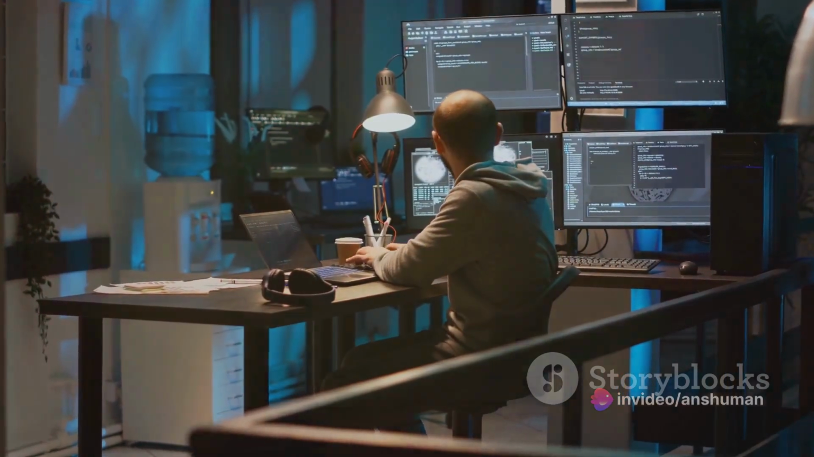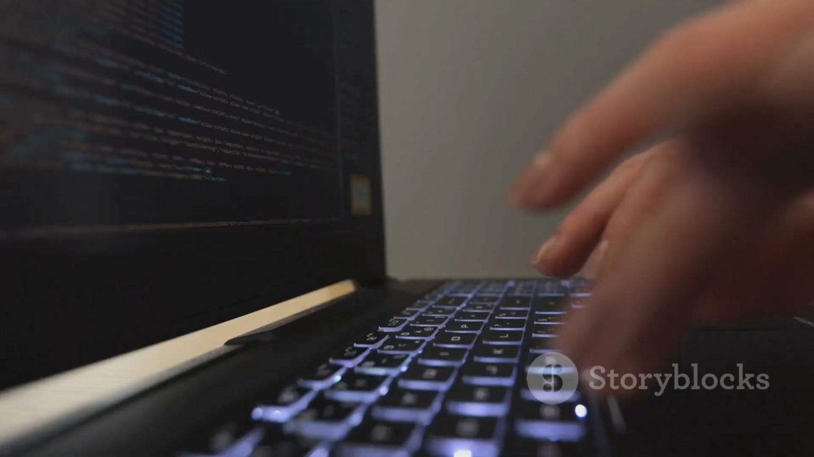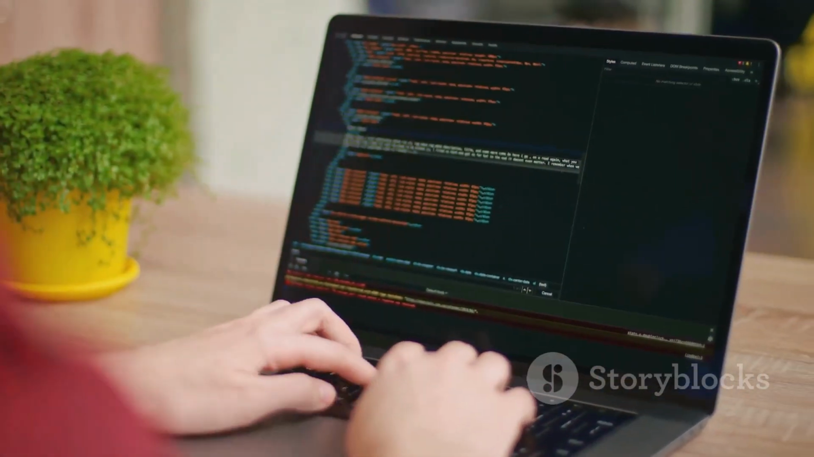So, the next time you use your favorite app, know that there's a lot of coding magic happening behind the scenes, and who knows, maybe one day you could be the magician behind such an app.